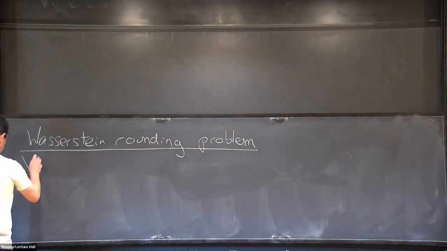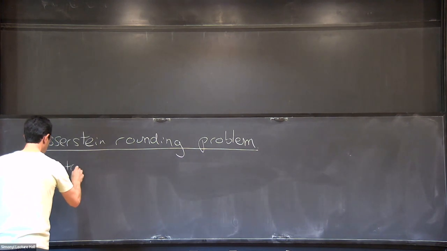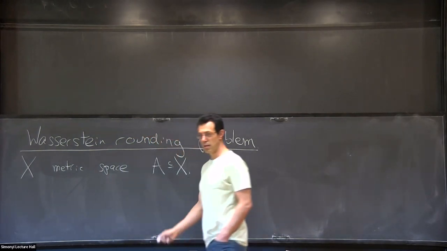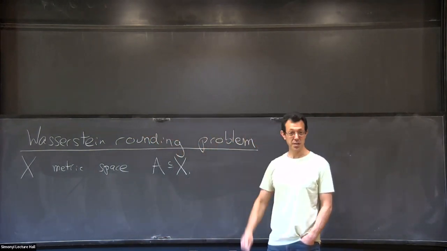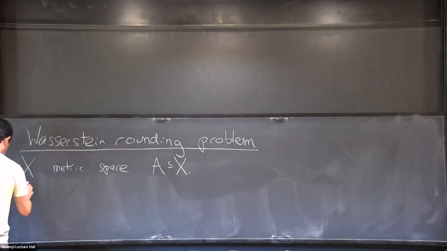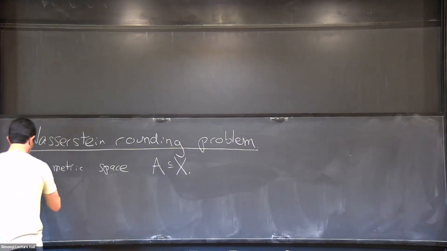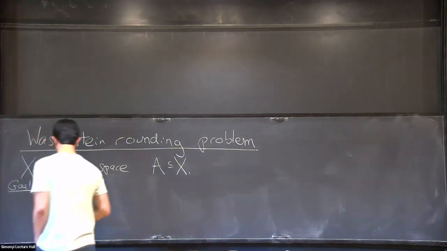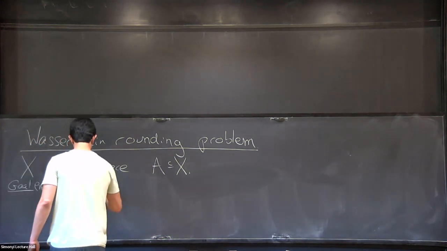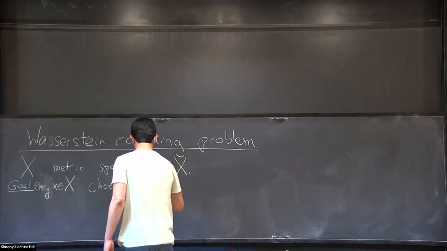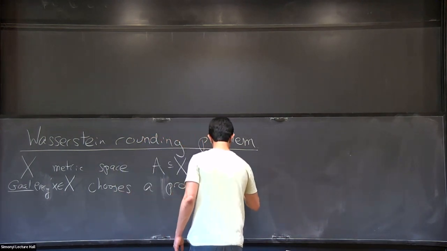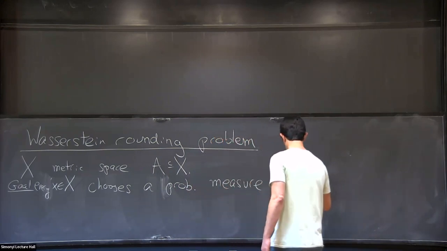So you have X, a metric space, and A is a subset of X. A is the hairs on your head in this particular case, and X is R3. So the goal: for every point x in the ambient space, x chooses a probability measure mu sub x supported on the subset.